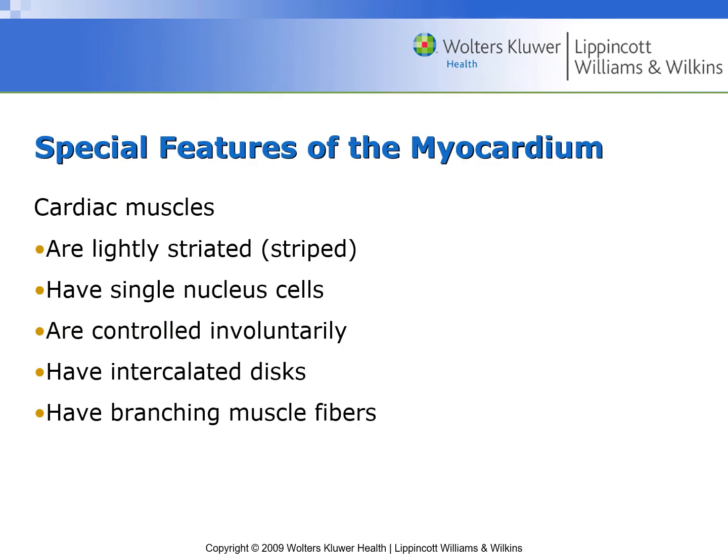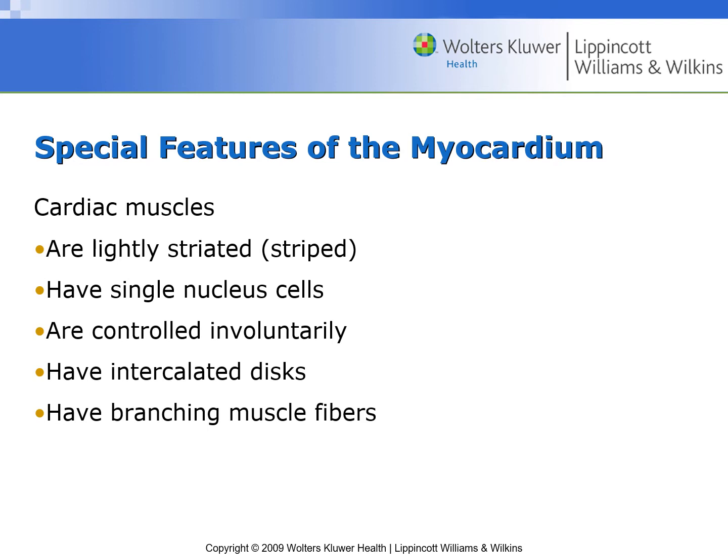Let's now look at some of the special features of the myocardium. Now, the muscle associated with the myocardium is a very specialized class of muscle known as cardiac muscle. These muscles are striated, they have a single nucleus, they are controlled involuntarily. So in other words, we don't have control over our heart, which would become problematic should we go to sleep. That is why the autonomic nervous system has control over the cardiac muscle, such that when we do go to sleep, most critically, the heart continues beating.